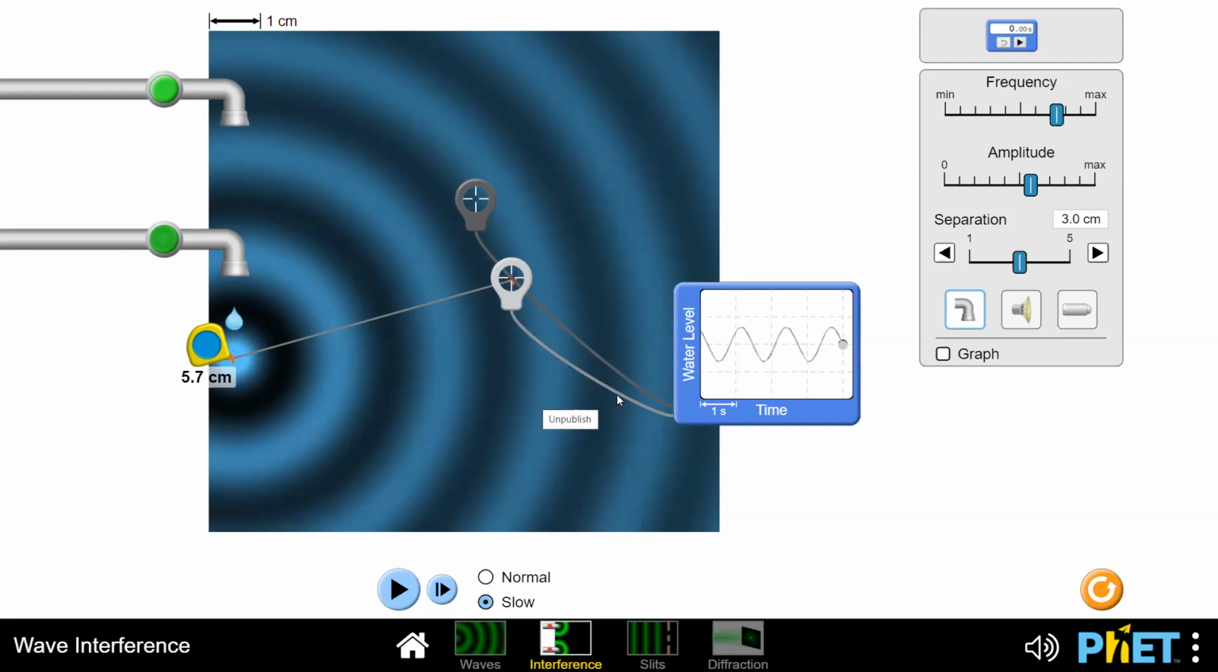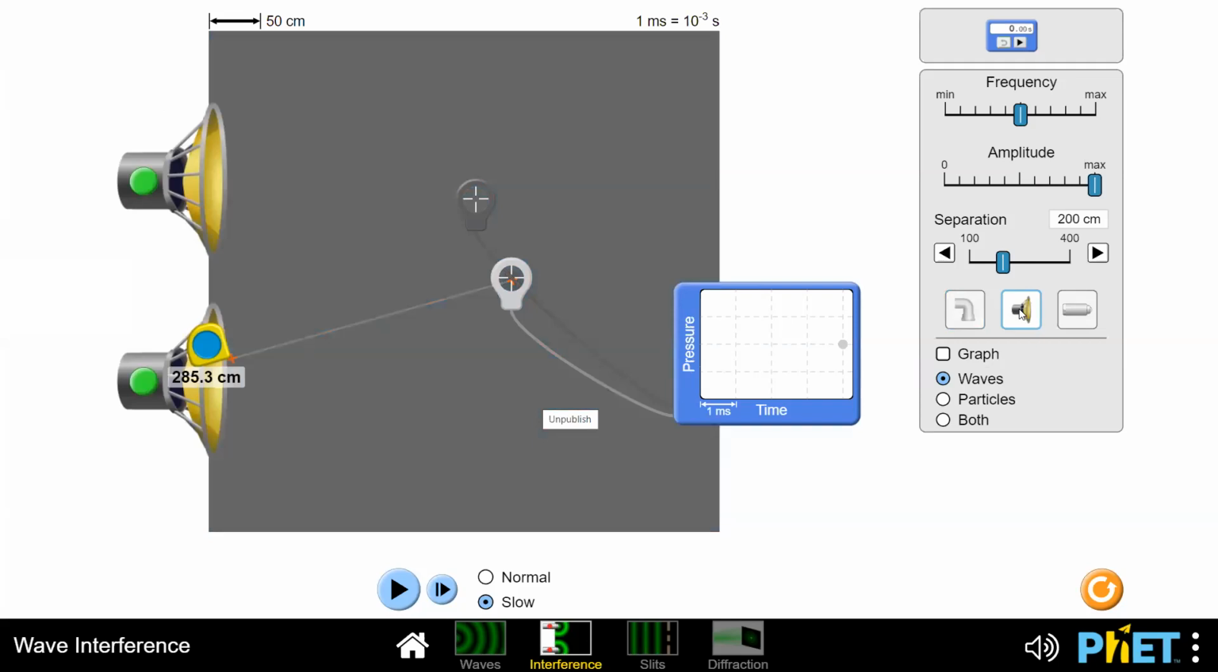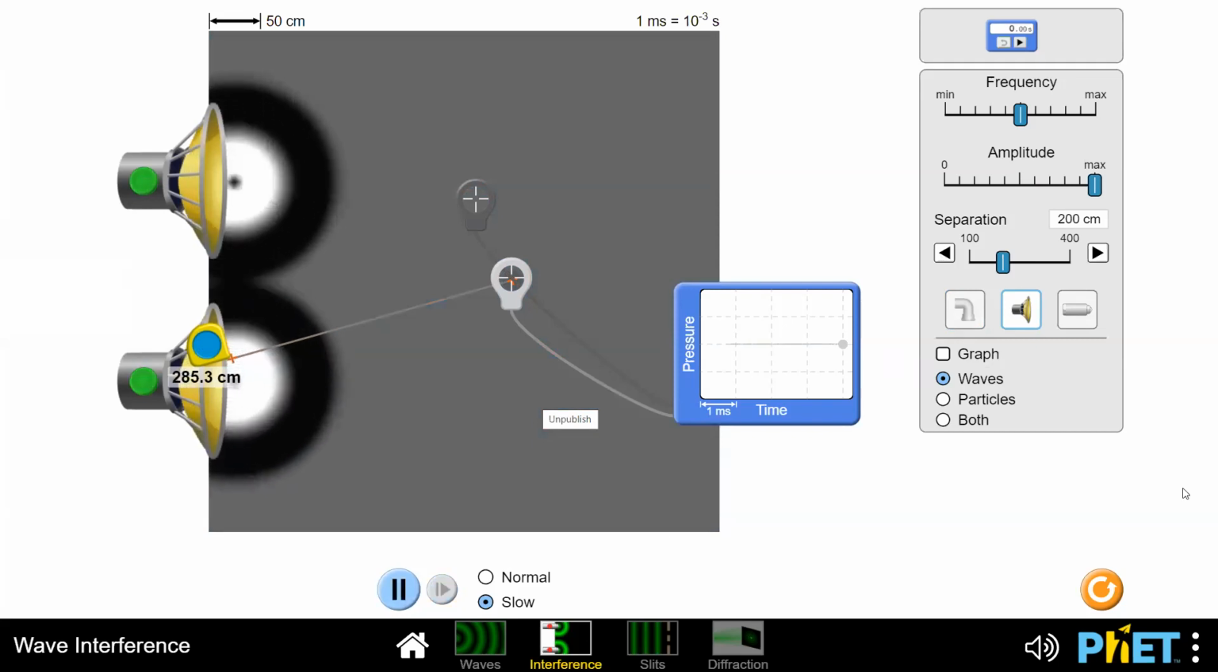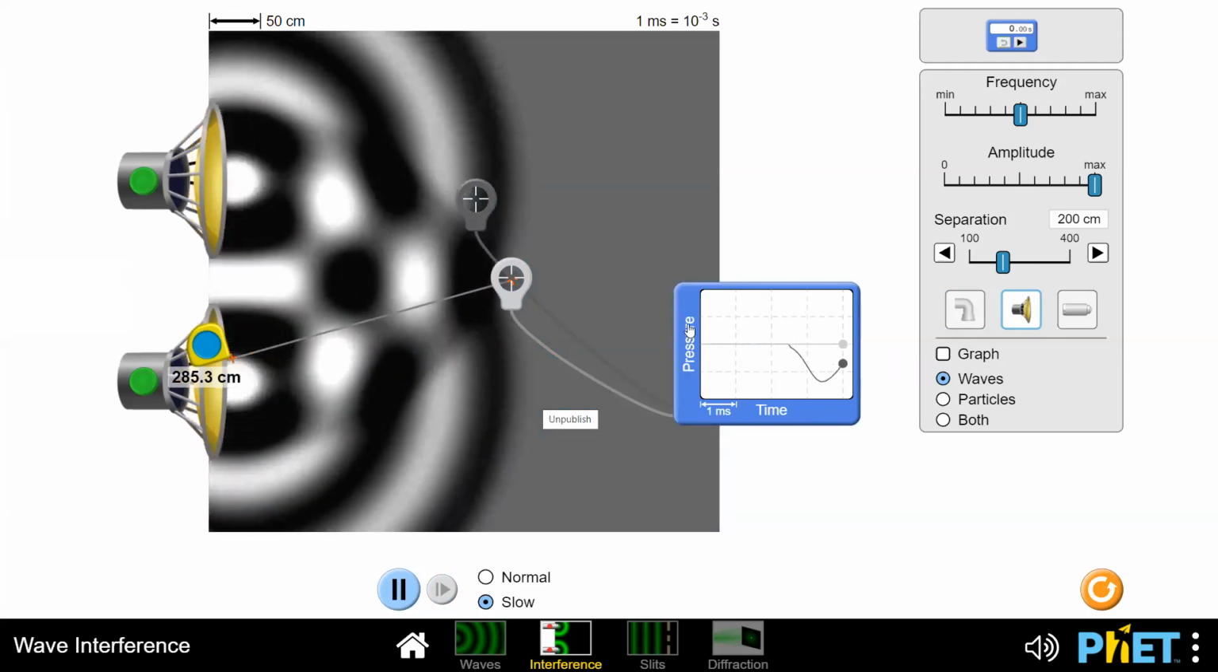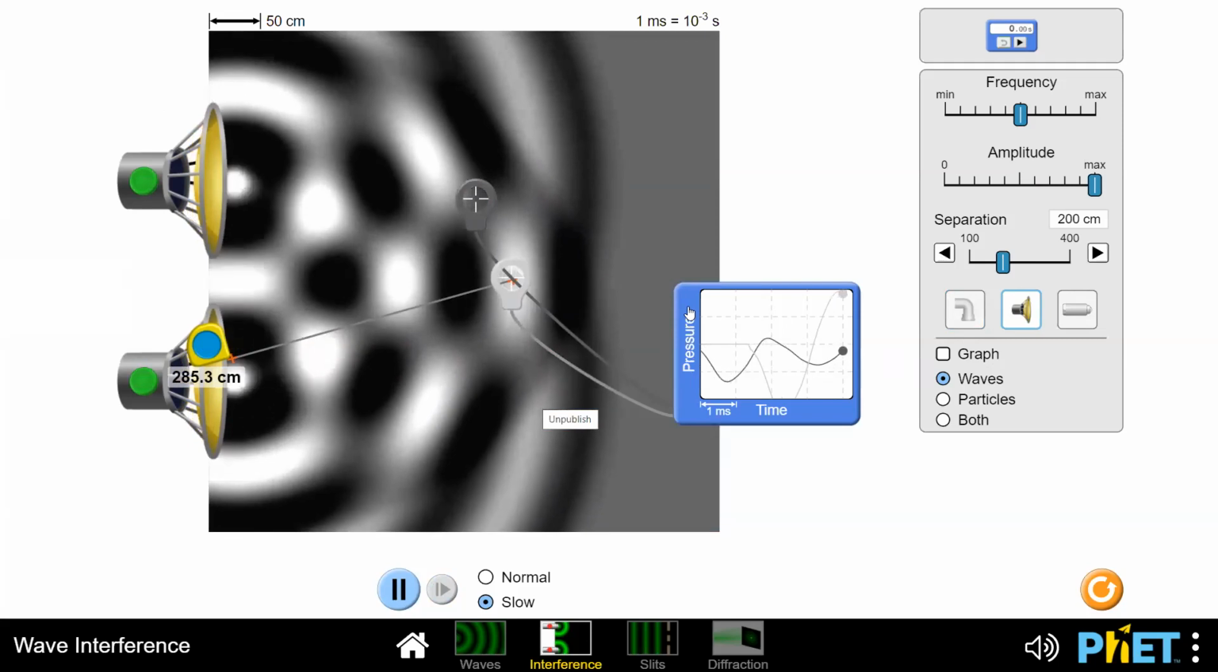So give it a try, play with it, change things. You could also turn it, instead of water waves, into sound waves, and you can play exactly the same game again by turning the sound waves on. And you'll see the kind of interference that happens here, but instead of measuring the disturbance in the water wave, now we are measuring the pressure.